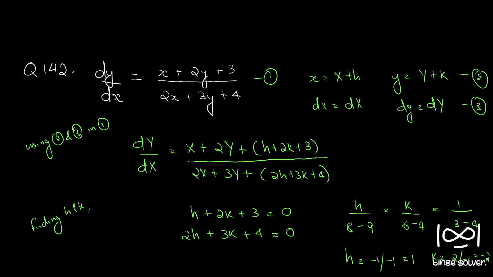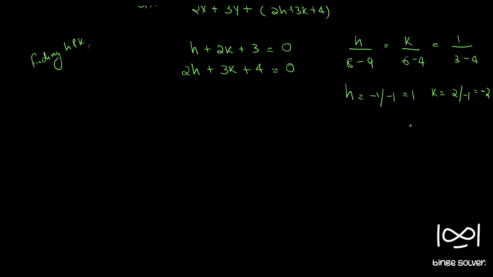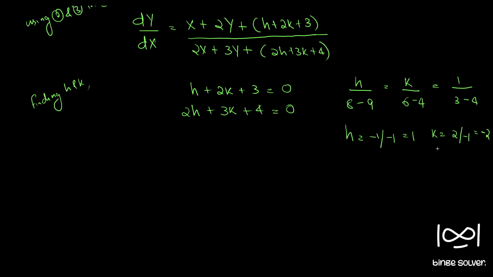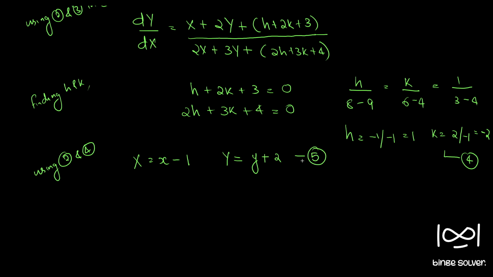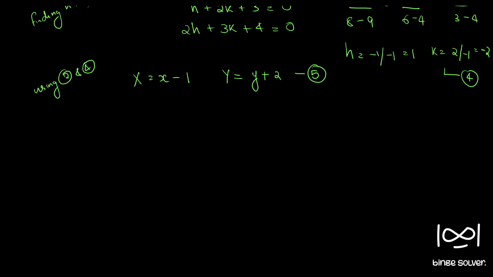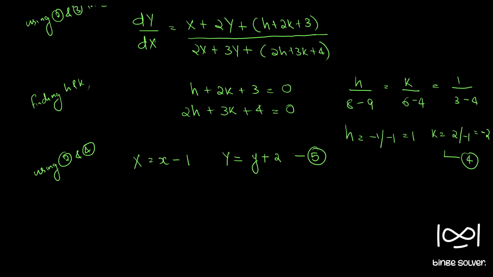And from equation 2, we know capital X is x minus h and capital Y is small y minus k. So we can write, from the given, let's call this 4. So using 2 and 4, we have capital X is equal to small x minus h, which is 1, and capital Y equal to y minus k, which is y minus minus 2, so which becomes y plus 2. Let's call this equation 5. We'll be using this equation 5 later in the solution.